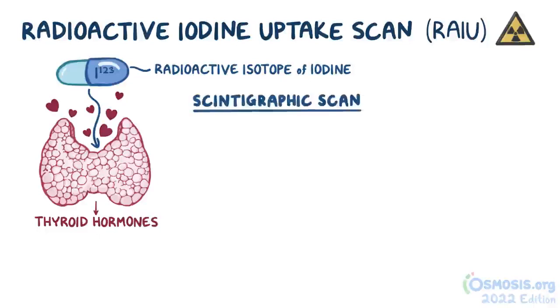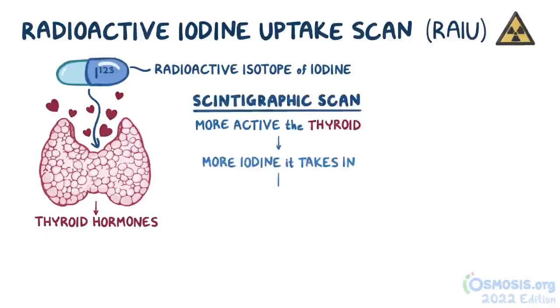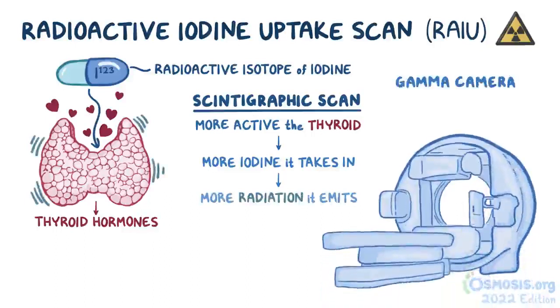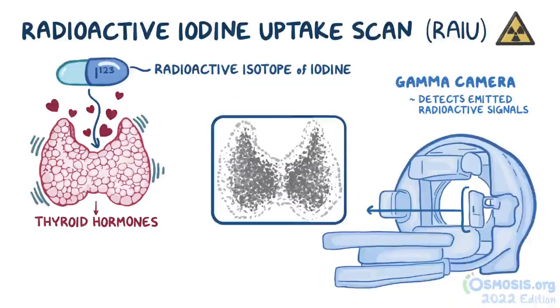The principle is simple. The more active the thyroid is, the more iodine it takes in, and as a result, the more radiation it emits. Then, a gamma camera is used to pick up the emitted radioactive signal, and a computer translates this into pictures with a white background, where the dark areas represent radiation emitted by the functional thyroid tissue.